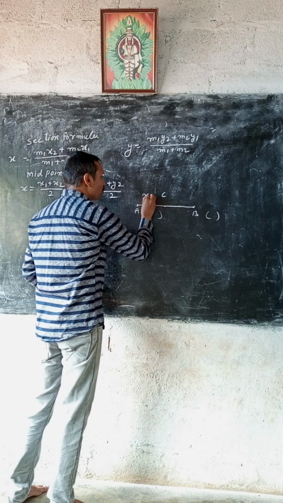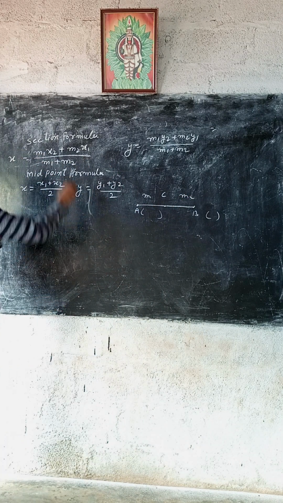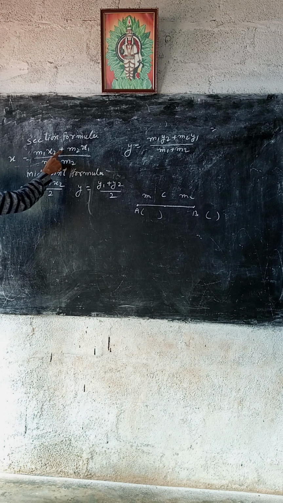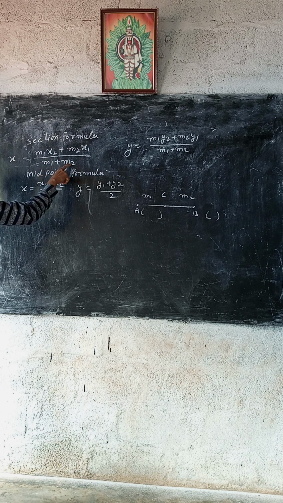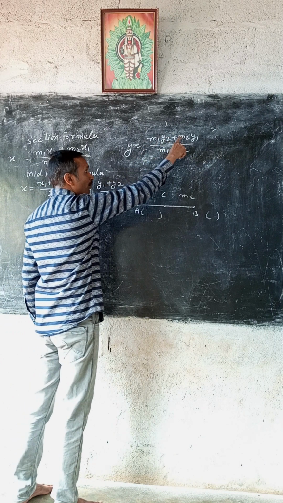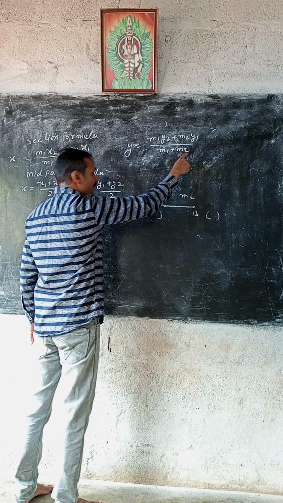This side it is m1 and this side is m2. It divides in this ratio, and then it becomes the section formula. So the x coordinate is equal to (m1 x2 plus m2 x1) by (m1 plus m2). For y, it is (m1 y2 plus m2 y1) by (m1 plus m2).